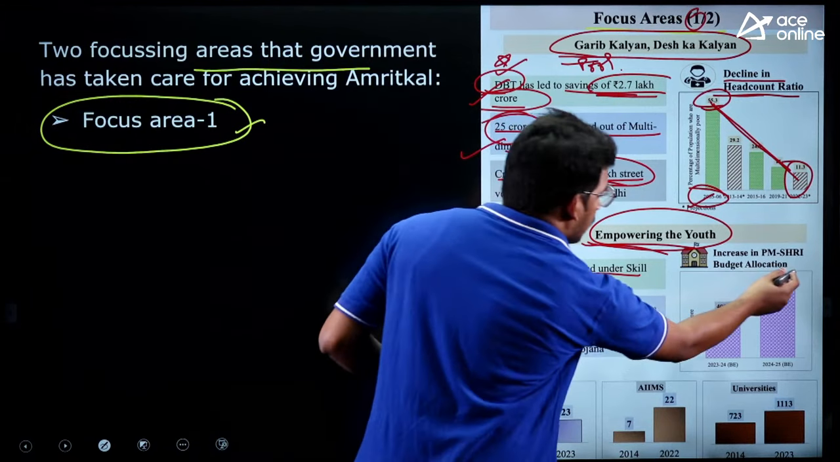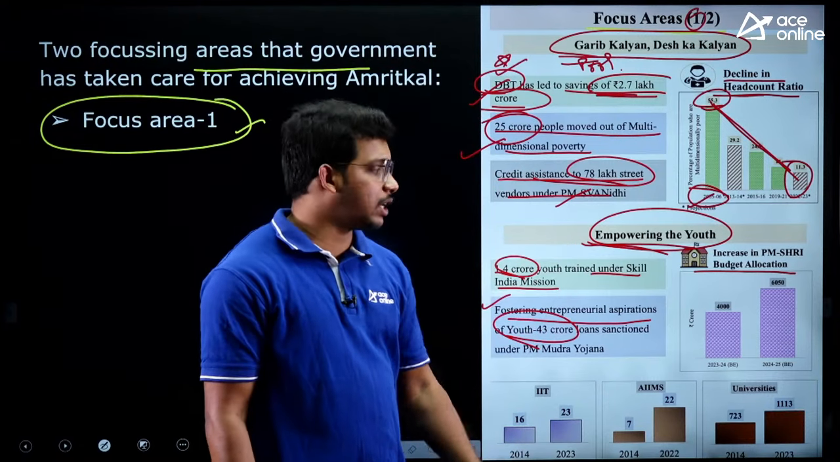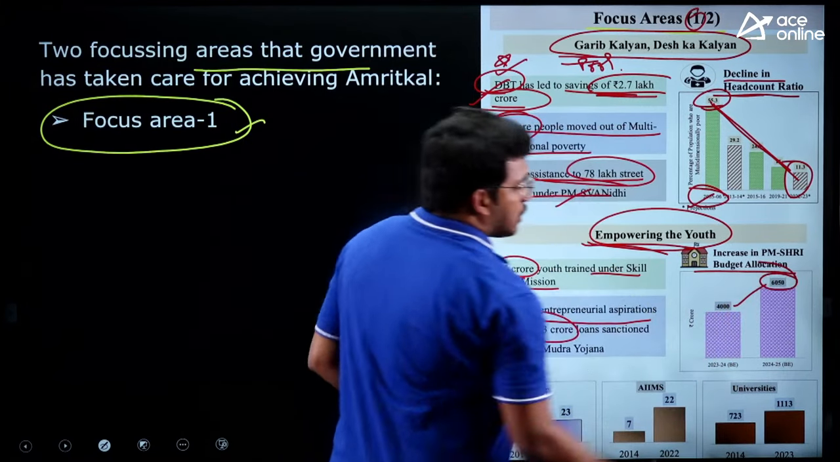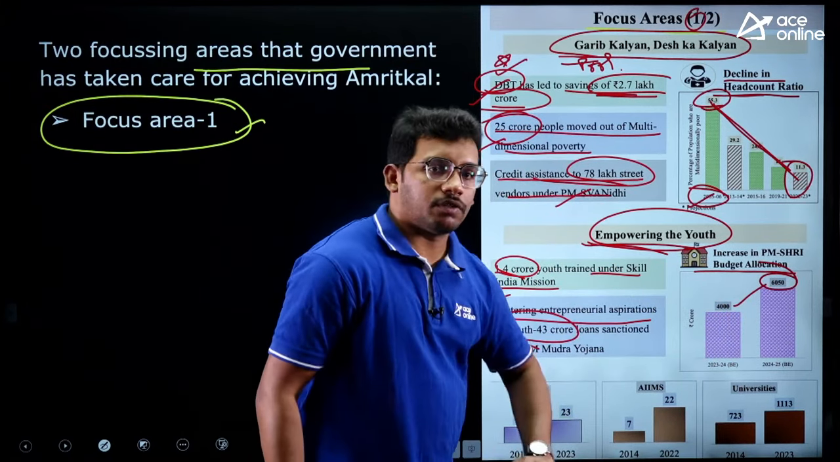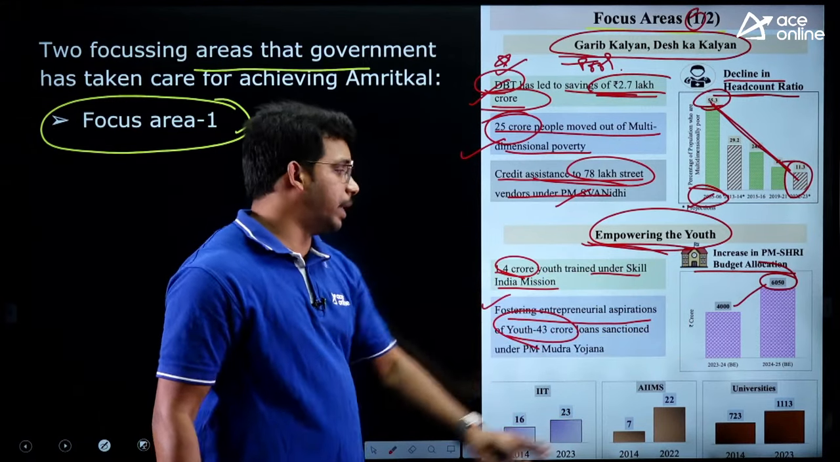Now, increase in PM Shri budget allocation. PM Shri is nothing but creation of school assets. So the government has now allocated 6,050 crores for this particular scheme. The government is saying that we are focusing more on youth development.